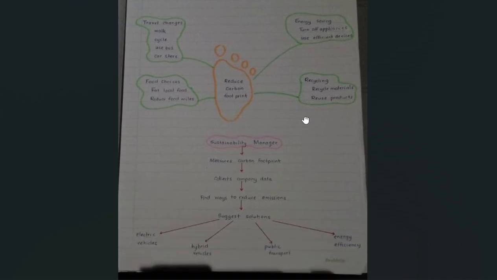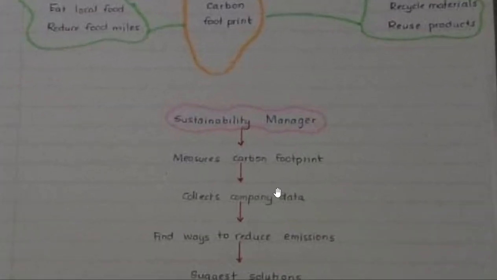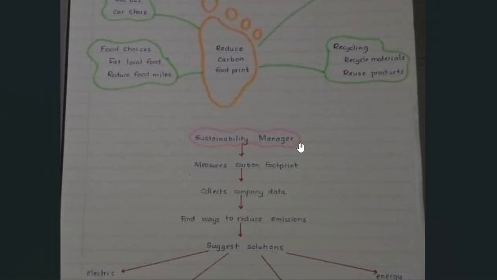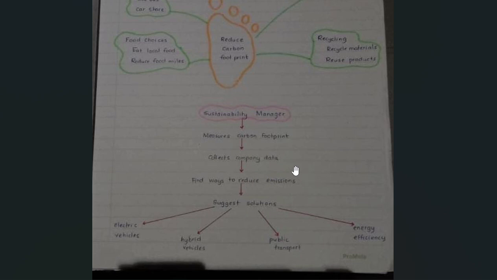Right. Now with this lesson, they are discussing a STEM job called Sustainability Manager. Have you ever heard about this job before? So what is his responsibility? He is the one who is measuring the carbon footprint, right? He or she collects the company data, and then finds ways to reduce these emissions. So then they can suggest solutions.